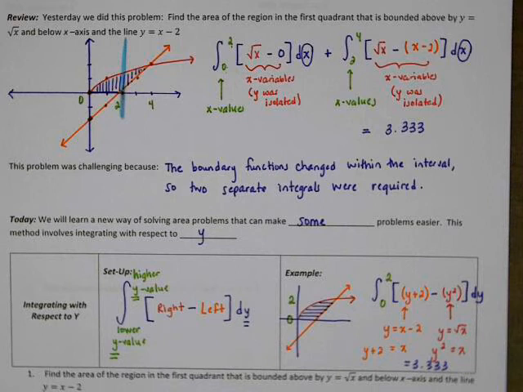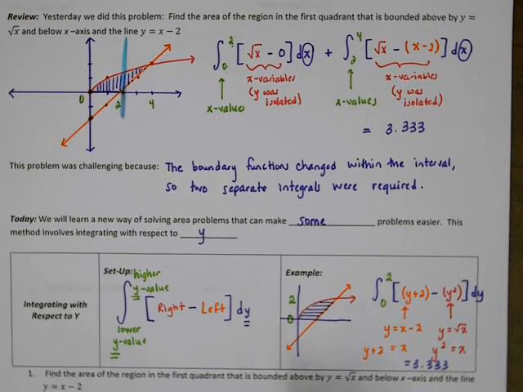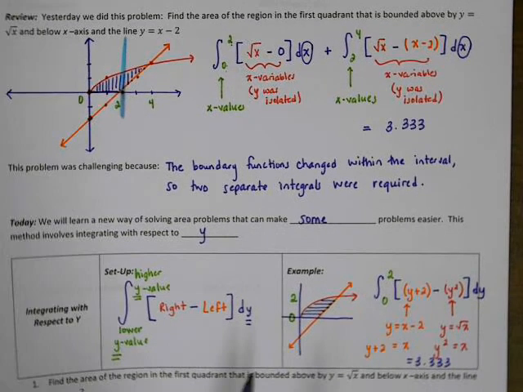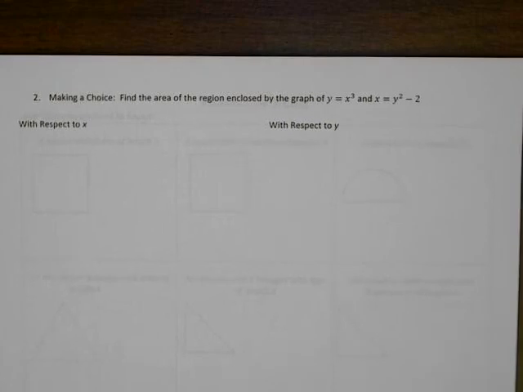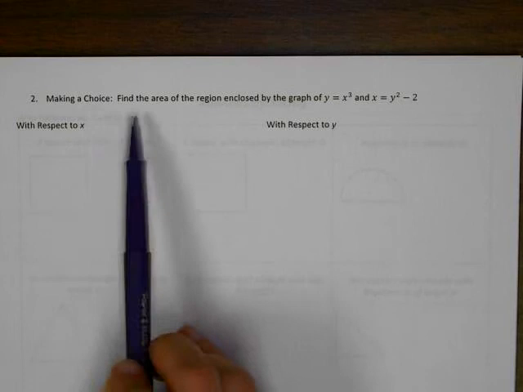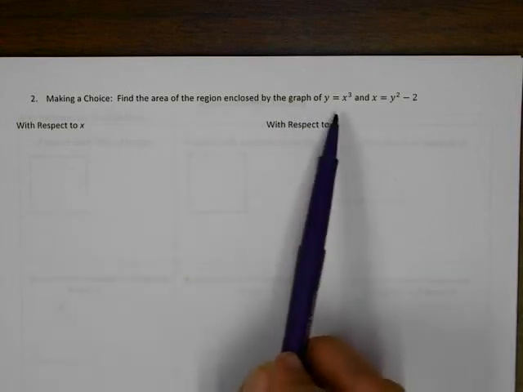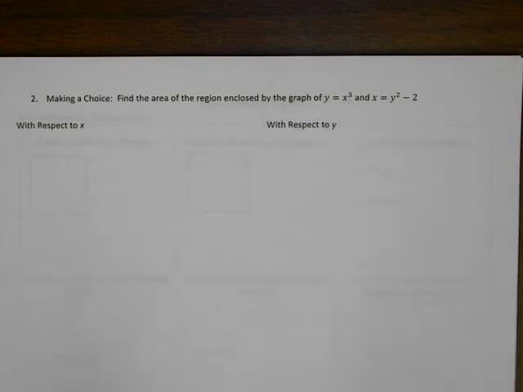However, this is a much easier problem because there's only one integral if we had to do this by hand. So let's go ahead. We can actually skip number 1 here. I just did that right here. Let's go ahead and try another example. It says here, find the area of the region enclosed by y equals x cubed and x equals y squared minus 2.